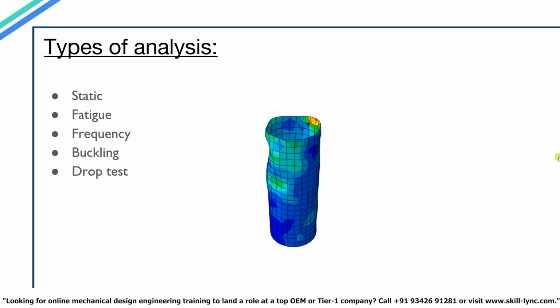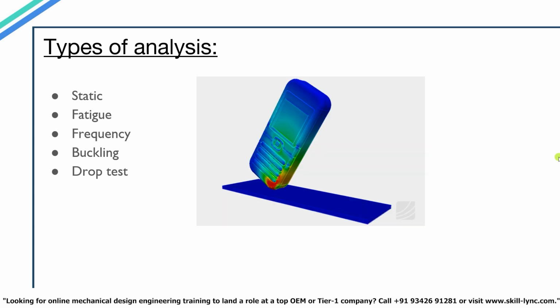And in the end, we have the drop test. As the name suggests, this type of analysis is used for checking the impact on any component if it is dropped from a certain height and velocity. This is usually used for electronic components and gadgets such as mobile phones. So after running this analysis, you can check which places on the object are subjected to more stress, and you can make the design changes accordingly.